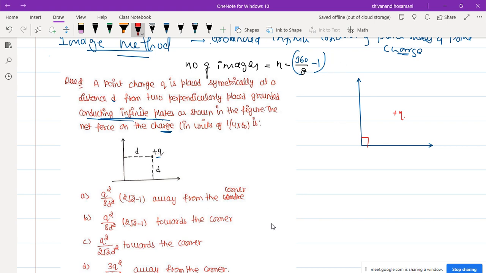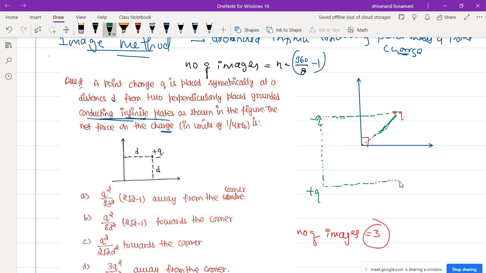So here the number of images will be equal to 3. See how the images form. For the charge at a particular location from the origin, exactly one image forms, that is a minus q charge. Its image forms below, and that will be plus q. The next image forms here, and that is going to be minus q.